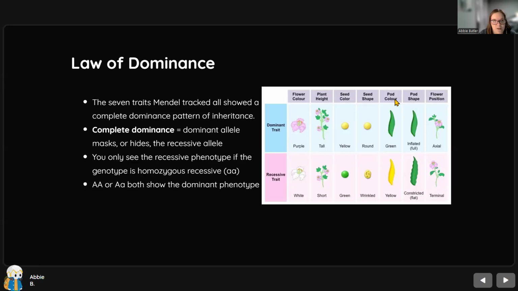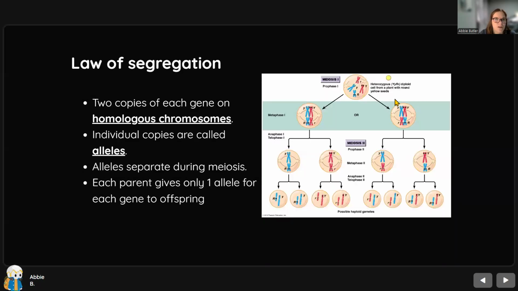You only see the recessive phenotype if the genotype for dominance is not there. And so the recessive genotype would say little a, little a. I'm not seeing any big A's there for being dominant. Big A, big A, or big A, little a, they both show a dominant phenotype. They would show the dominant trait.